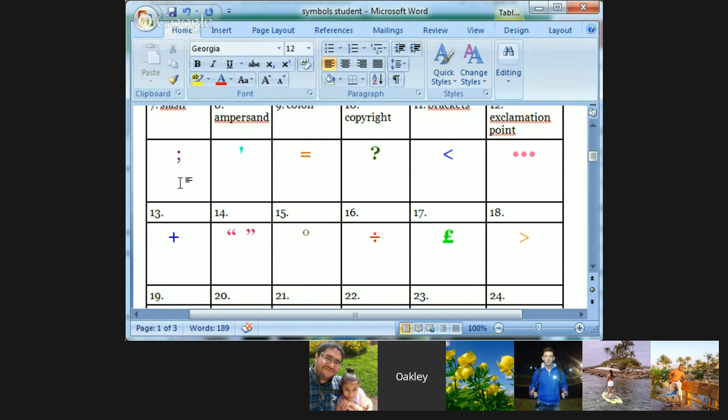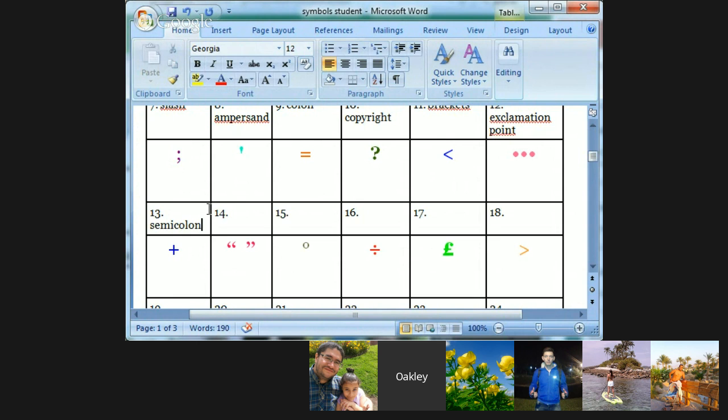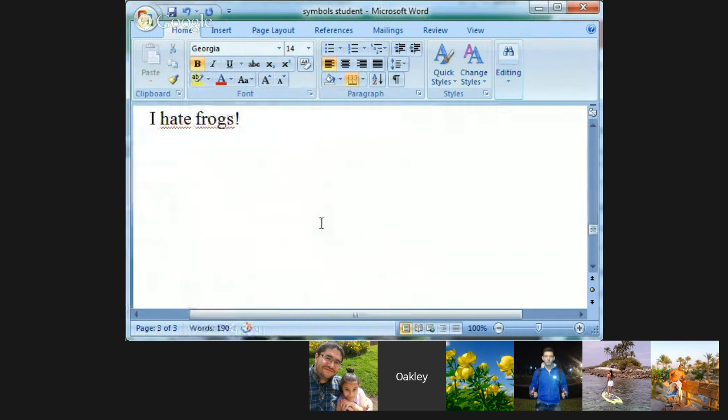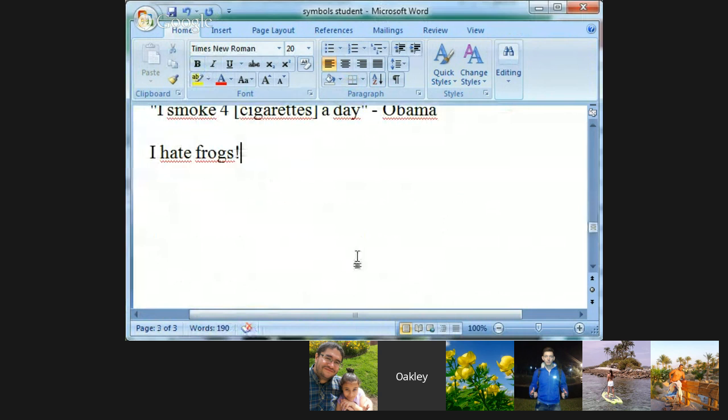Okay, what's number 13 here? Can you see it? I'll give you a clue. It's a semicolon. There you go. Okay, a semicolon. Great. And what's a semicolon used for? Do you have any idea?